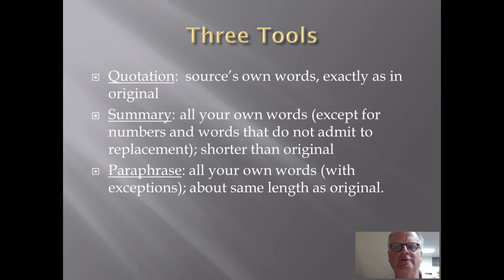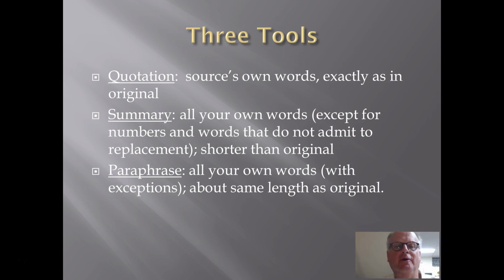There are 3 basic tools in summary. The first is direct quotation, where you put the source's own words in, you put them in quotation marks, and they appear in your paper exactly as in the original. This is the least used form of summary.